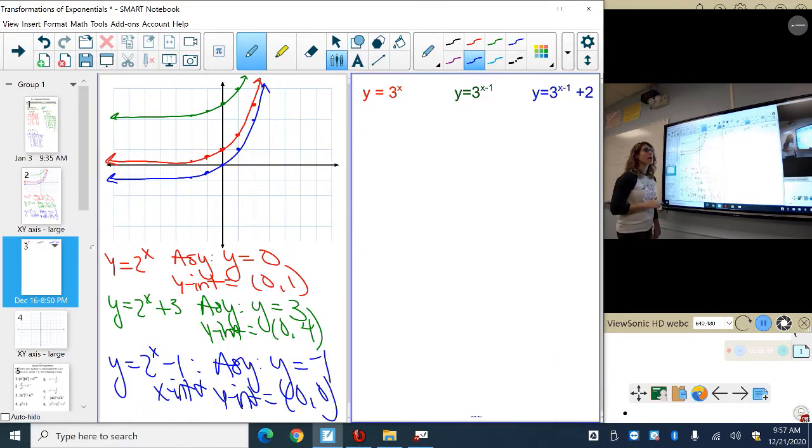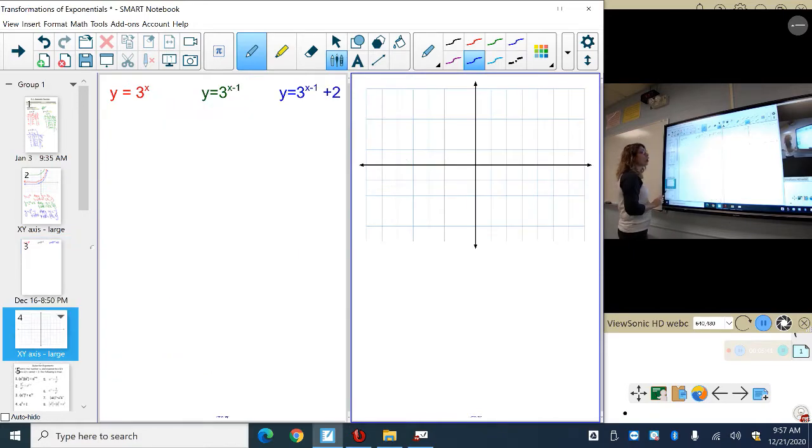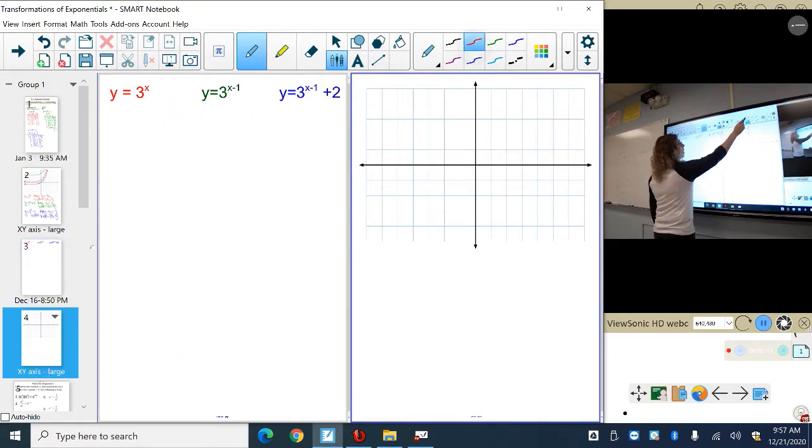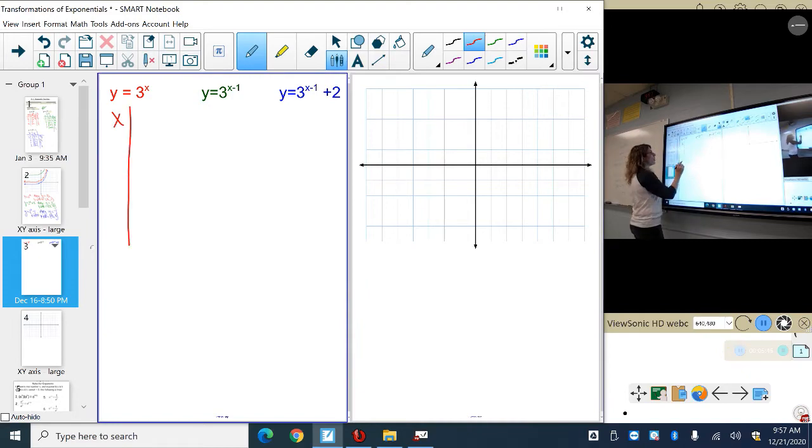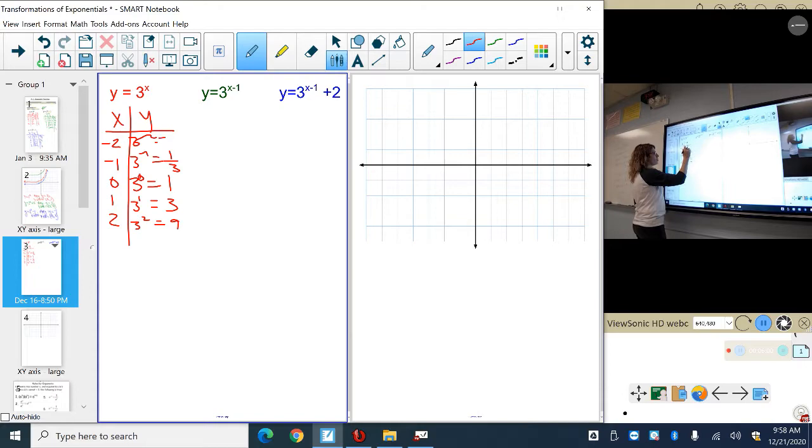Now, what happens whenever we have a horizontal translation? Horizontal translation means, guess what? We're moving this function left and right. So -2, -1, 0, 1, 2, and this is going to be 3 to the 0, which is 1, 3 to the first, which is 3, 3 squared, which is 9, 3 to the -1, which is 1/3, and 3 to the -2, which is going to be 1/9.